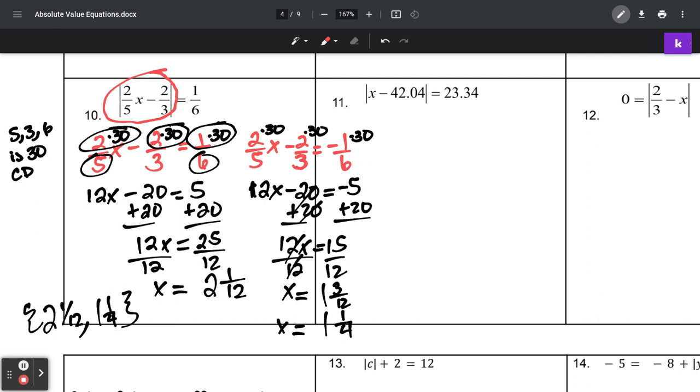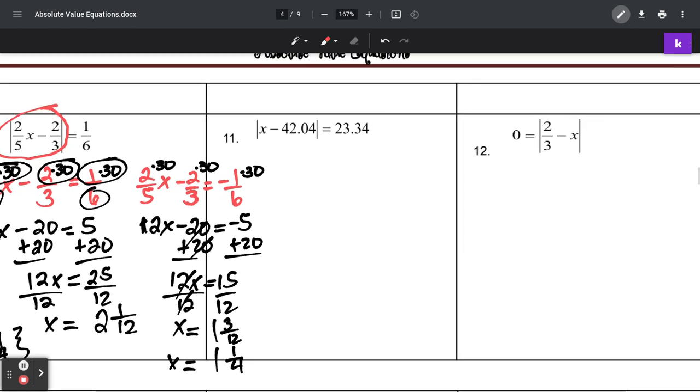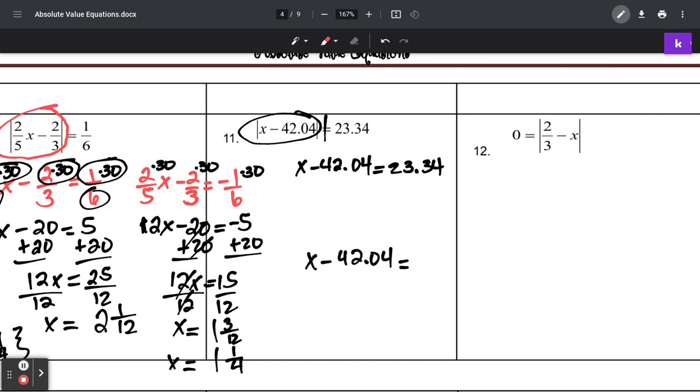All right, if you have any questions, let me know. Okay, I'm not going to work 11. 11 is pretty simple. You just set it up with a decimal though, okay? No big deal. I will show you how it should be set up. This is already isolated on one side of the equal sign, so you would have set it up like so, with your 23.34, and then the inside of the expression equals the negative version of that. And you just would have solved by adding 42 and 400s to both sides.